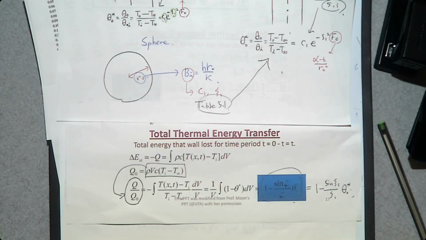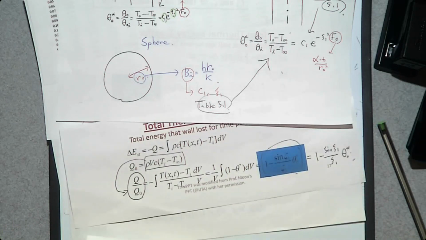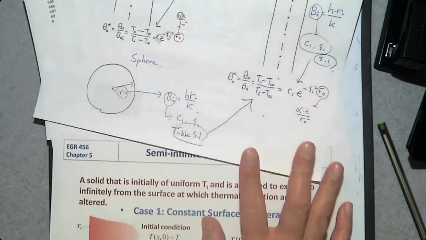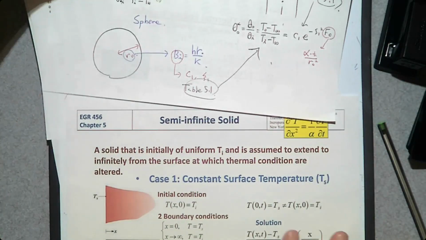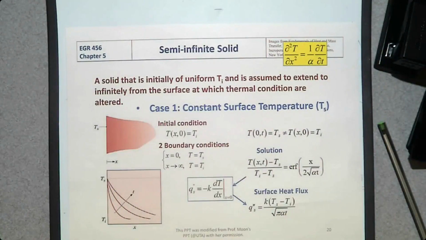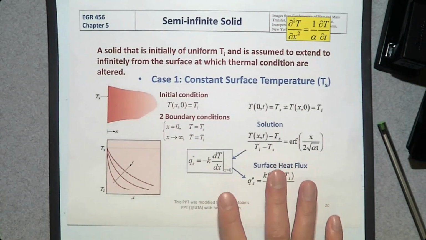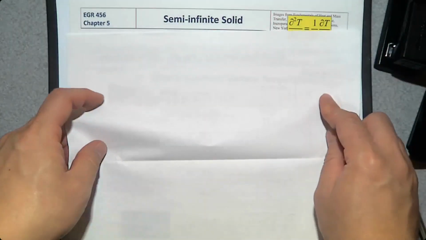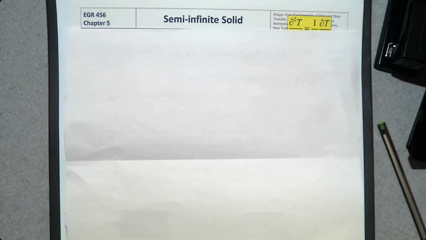Now we have one more geometry, which is semi-infinite solid. Semi-infinite solid. This semi-infinite solid is different from the other three that we studied.